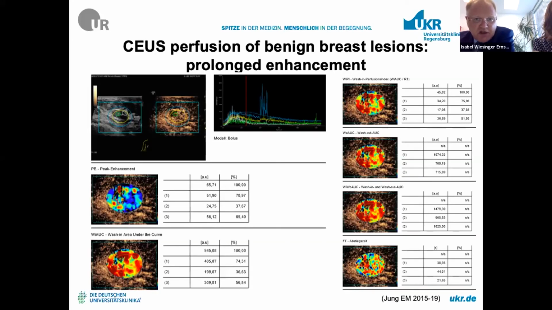What is the future? You can use internal and external perfusion software. Look at this here. You have an example using the view box for different kinds of perfusion parameters. Typical for malignant tumors is an early wash-in, meaning high peak enhancement, short time to peak, and short mean transit time. This is relevant for malignant tumors. In benign tumors, you have only a prolonged enhancement.